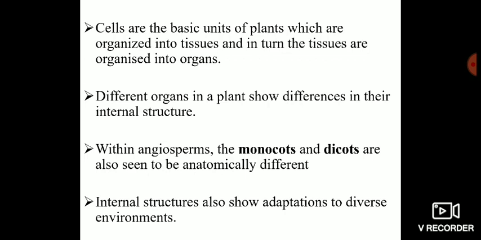And within angiosperms, the monocots and dicots, which are its two major groups, are also known to show anatomical differences in their internal structures. Studying the internal structures of plants also helps us to identify the internal adaptations of plants, which help them to live in diverse environmental conditions. For example, one plant living in one environment will have a different anatomy from another plant living in a completely different environment. So the internal structural differences are actually the adaptations of plants to live in diverse environmental conditions.